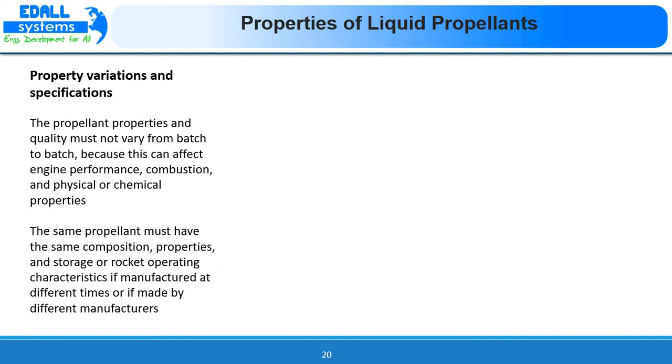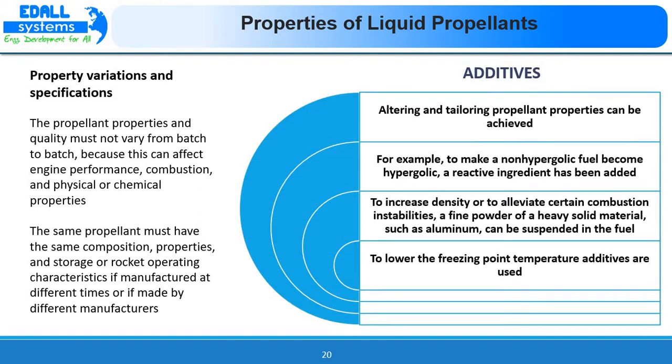Also there are some features where we can alter some of the properties using additives. Additives are used for altering and tailoring propellant properties. For example, to make a non-hypergolic fuel become hypergolic, a reactive ingredient has to be added to the non-hypergolic fuel. This way we can alter some of the properties based on our need. To increase the density or to alleviate certain combustion instabilities, a fine powder of heavy solid material such as aluminium can be suspended in the fuel.